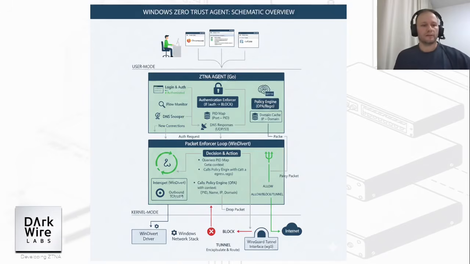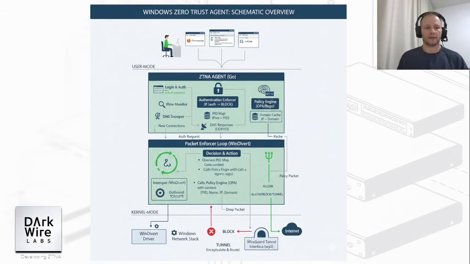Now let's review the architecture of our endpoint agent. The purpose of this endpoint agent is to demonstrate some of the core principles of the Zero Trust model in action. The idea is to block all outbound HTTP and HTTPS connections while a user is unauthenticated. After successful authentication, access is granted on a per application basis.